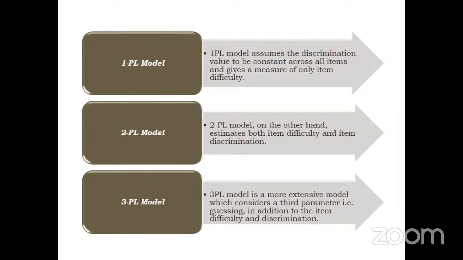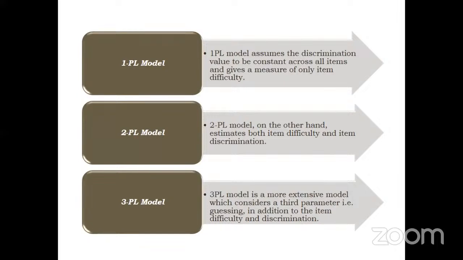The 2PL model, or two parameter logistic model, on the other hand, estimates both the item difficulty or location parameter and the item discrimination parameter. So you get output about the location of an item on the continuum and also the discrimination level, right?